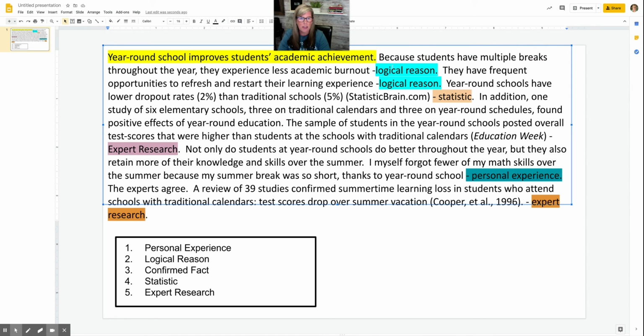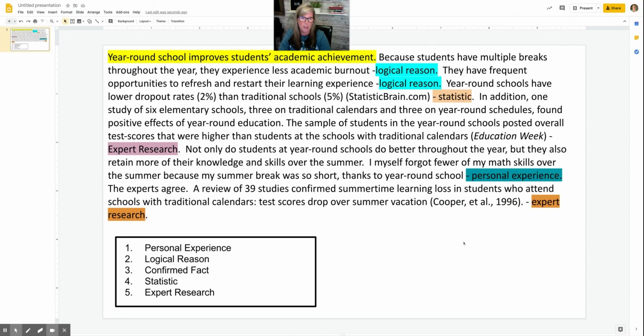Now I want to take a look at the types that were used in here and the order. Notice that logical reasons and statistics are first, then expert research, then mix in a little more personal experience, and then expert research again at the end. I'm wondering if you think the order of introducing these types of evidence in your argument paragraph matter. Does it matter what order they go in, or can you put any of these 5 types in any order? Will it make a difference?